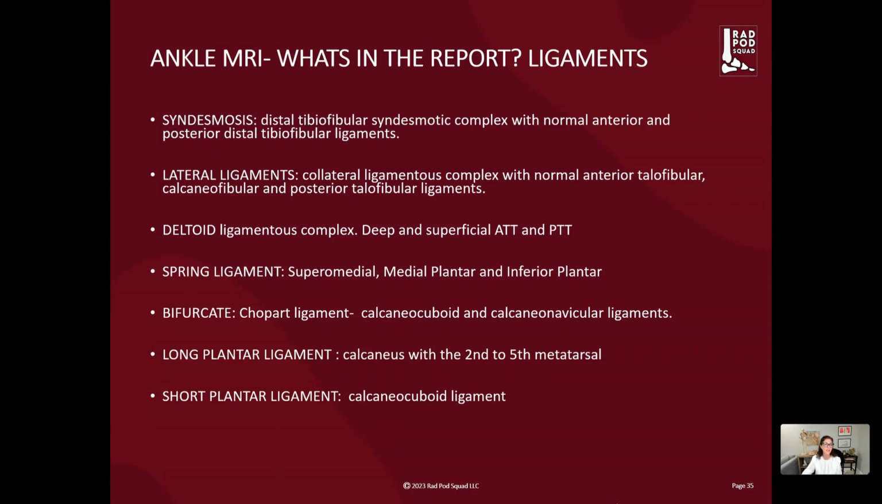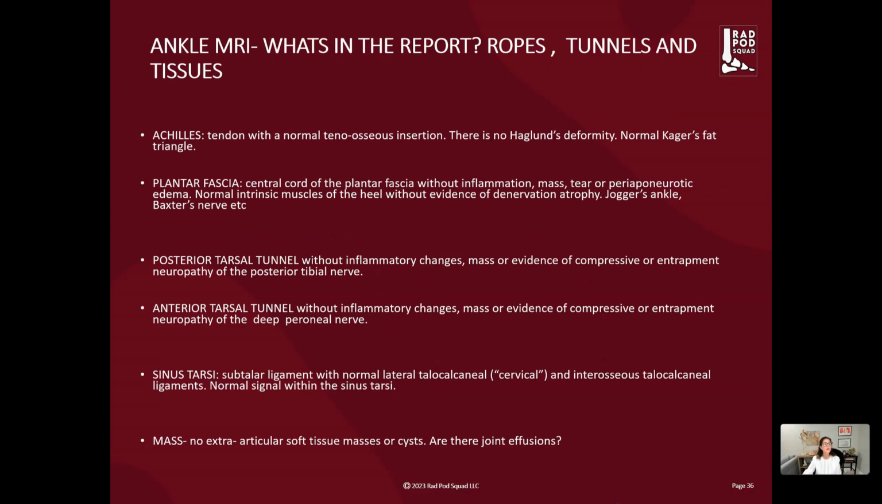We'll look at the bifurcate ligament. That's that calcaneocuboid important ligament called Chopart ligament, and it also gives restriction towards the calcaneonavicular articulations. We'll look at the long and short plantar ligaments that support the plantar arch. Before we move on to assess even the Achilles, we'll assess the tenoosseous insertion. We'll take a look at whether there's a Haglund deformity and assess the presence of synovitis in Kager's fat triangle and paratendonitis. For the plantar fascia, we're looking for inflammation, masses, tears.